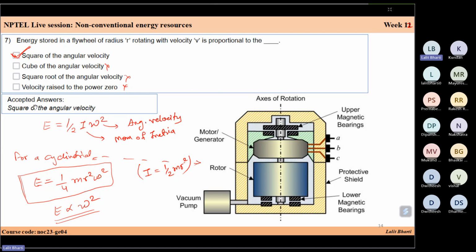So the options: square of angular velocity, that is correct. Cube of angular velocity, that is incorrect. Square root of angular velocity, that is incorrect. And velocity raised to the power 0, that is also incorrect, because the power is 2. So you get the first option correct, the rest 3 are incorrect.